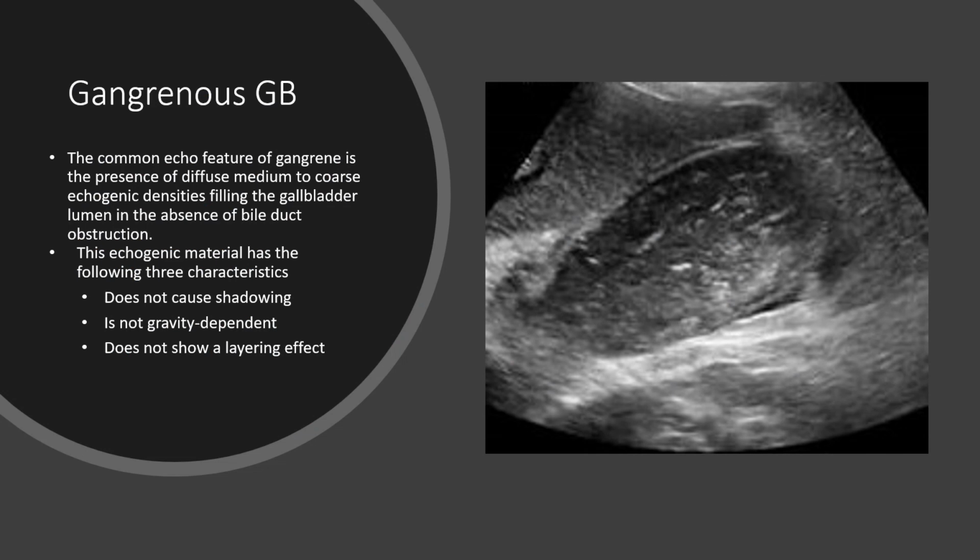You recall we looked a few slides back at a gangrenous gallbladder when we were looking at examples of cholecystitis. The common echo feature for gangrene is the presence of diffuse medium to coarse echogenic densities that fill the gallbladder lumen in the absence of a bile duct obstruction. So you can't find any stones or anything obstructing the bile duct, but you have this ugly edematous filled gallbladder. The material is going to have the following characteristics. It probably isn't going to shadow. It's not going to be gravity dependent, and it's not going to show a layering effect. It's going to appear to fill the gallbladder lumen.